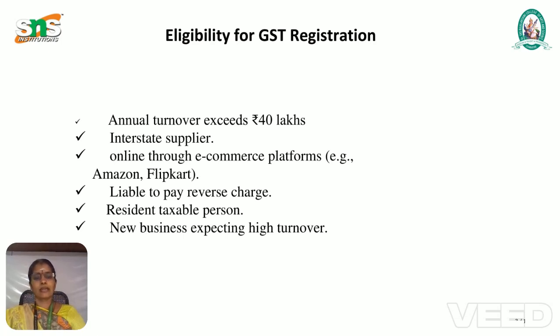Next, the second eligibility is the interstate supplier. A person must supply their goods in the category of interstate. Then, in case a business sells or supplies online, for example Amazon and Flipkart, these also come under the eligibility to register their company.